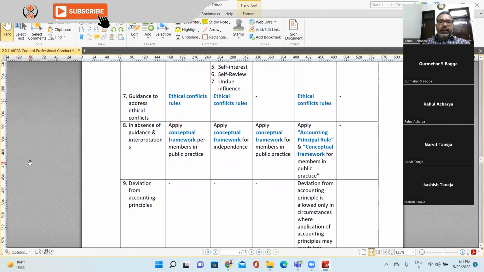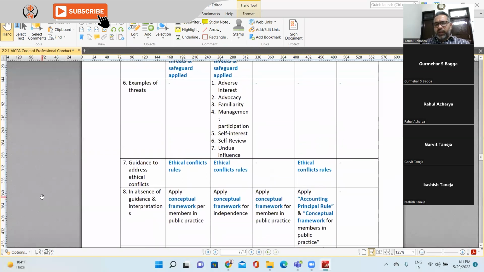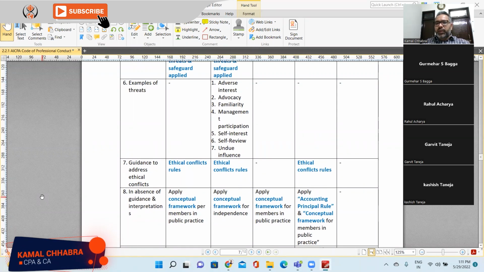Next one is guidance. Any doubts so far? This was at a very high level on these threats to independence. I guess we left self-review. Number 6. Okay, number 6, self-review.